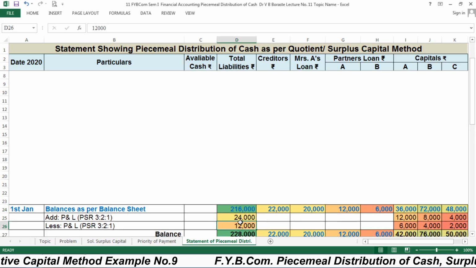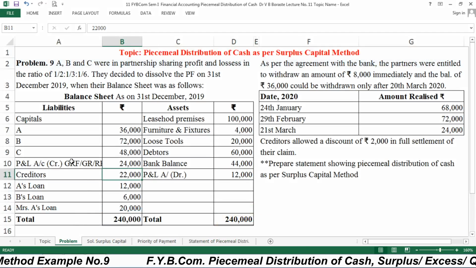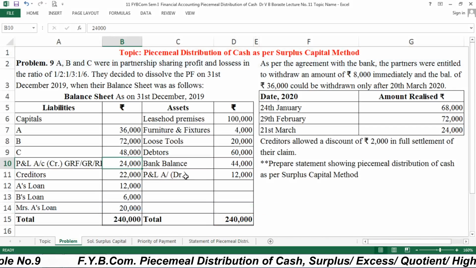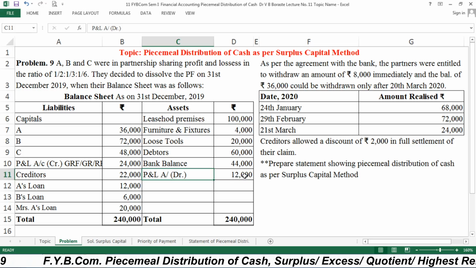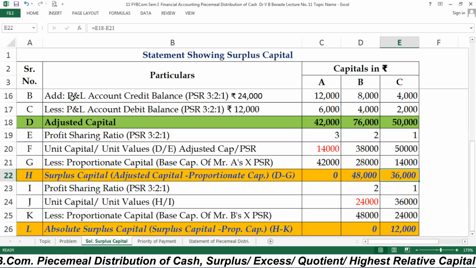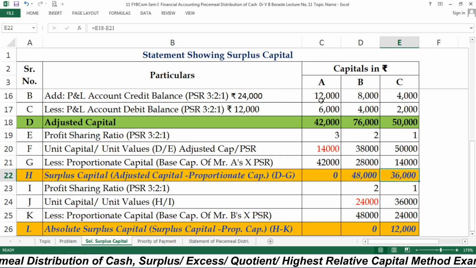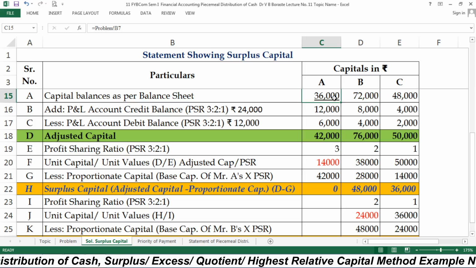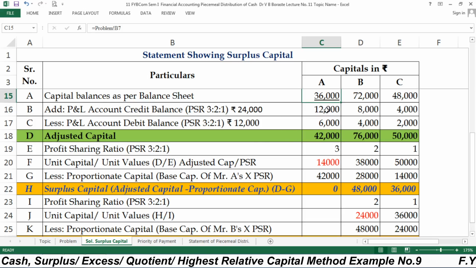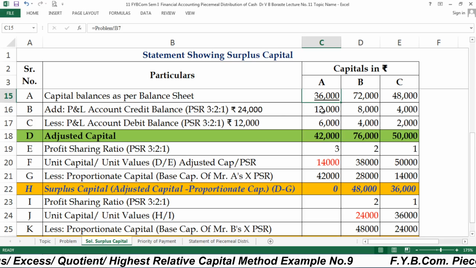As I earlier mentioned in the surplus capital statement, the profit and loss account which is given on the balance sheet liability side, we have to add it in the partners' capital in the profit sharing ratio, and the profit and loss account which is a debit balance given on the asset side, we have to deduct it from the capital balances. As we have already seen here, the profit and loss account credit balance of rupees 24,000 is added in the partners' capital, and the profit and loss account debit balance of rupees 12,000 is deducted from the capital. That is 12,000, 8,000 and 4,000 added, again 6,000, 4,000 and 2,000 deducted.